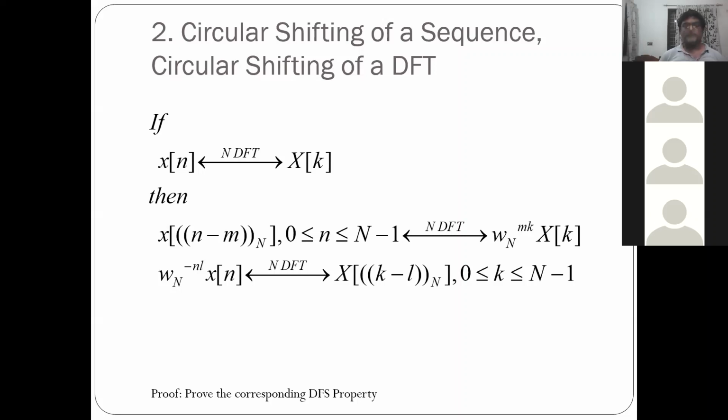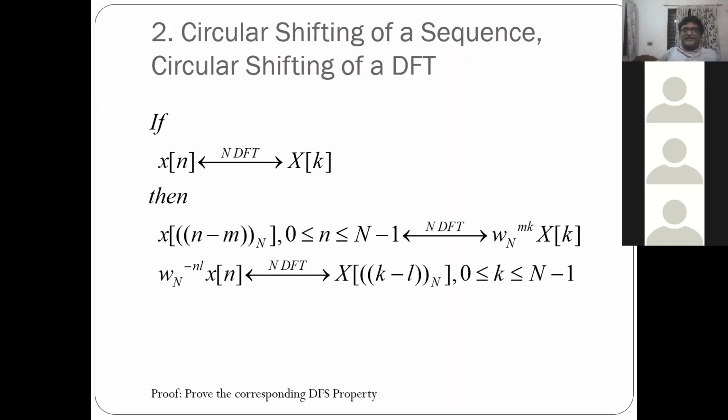Now read the other one. W_N raised to minus nl into x of n has an N-point DFT given by X of k minus l modulo N, for 0 less than or equal to k less than or equal to N minus 1. Okay, so can you prove the second part? Can you prove the second equation?